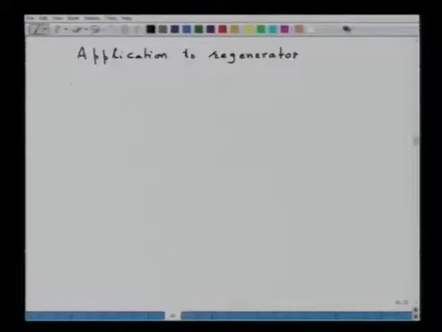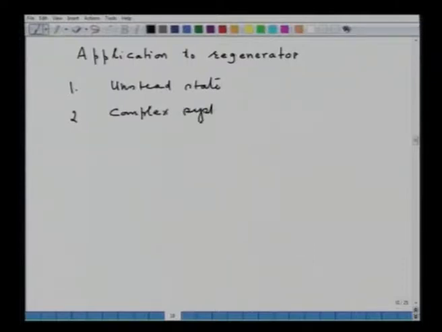Number one is that regenerators are unsteady state heat flow systems. Number two, it is a complex system. But for most of the engineering applications, we can consider a regenerator as similar to a recuperator from the point of view of heat transfer consideration.